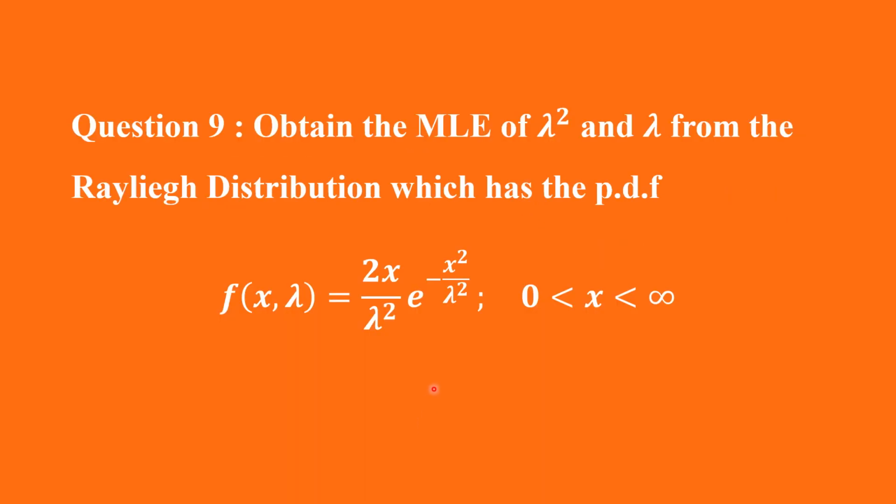The question is this: obtain the MLE of lambda square and lambda from the Rayleigh distribution, which has the PDF f(x; lambda) = 2x over lambda square e raised to the power minus x square over lambda square, and x ranges from 0 to infinity. It is a continuous distribution, so we have a PDF. So let us start our proceedings.